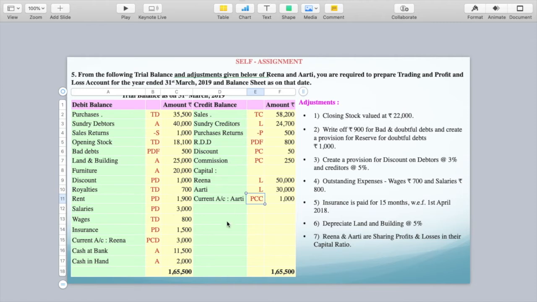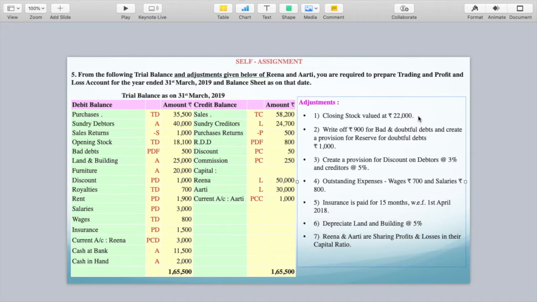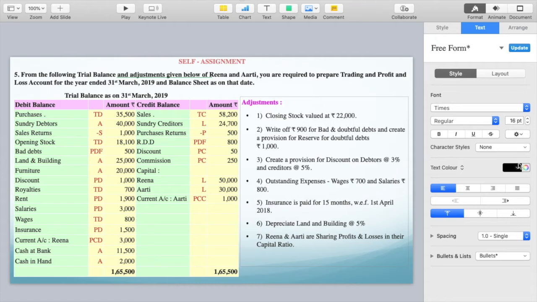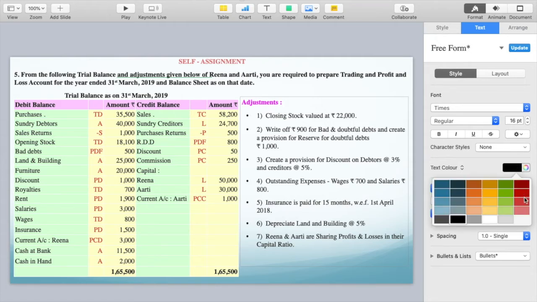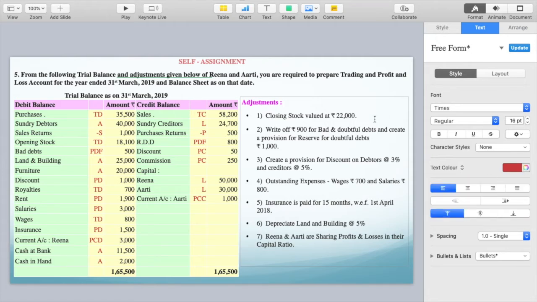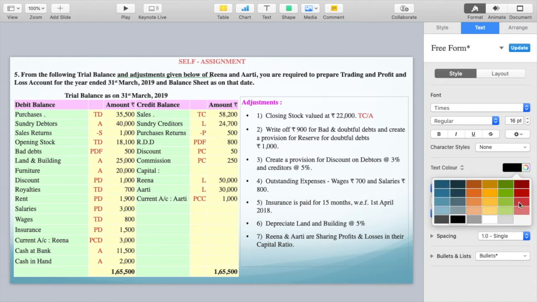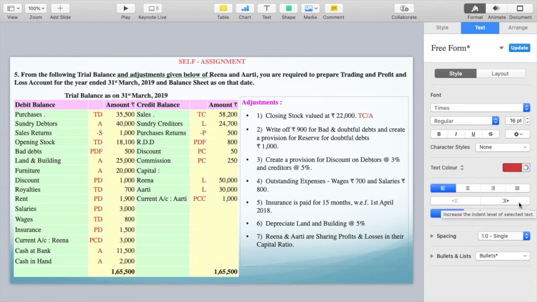Now here there's no hidden adjustment given, so we'll directly start with the adjustments given below the trial balance, right? So here first adjustment is closing stock valued at 22,000. Okay, so closing stock का effect क्या होगा? TC and assets, right?